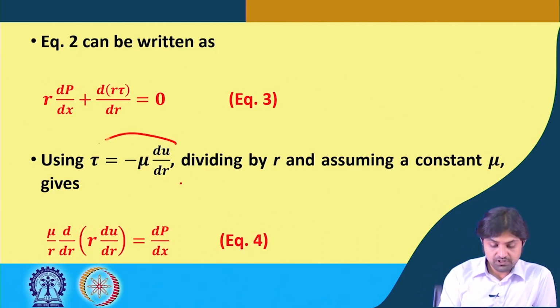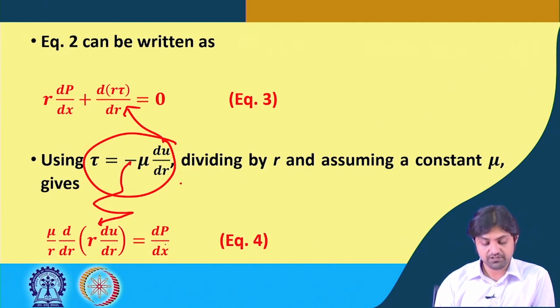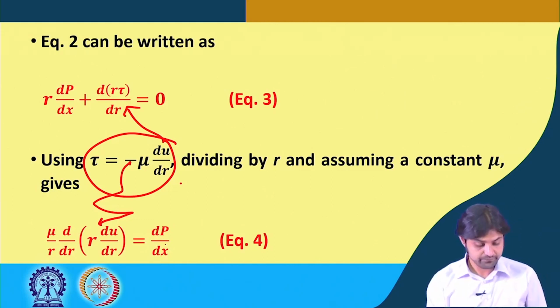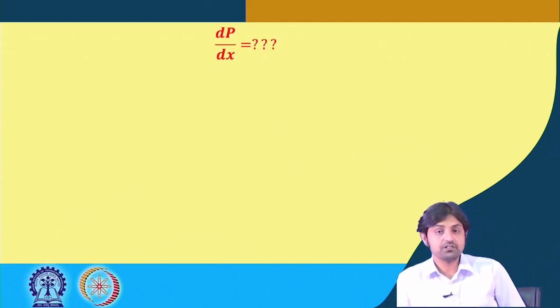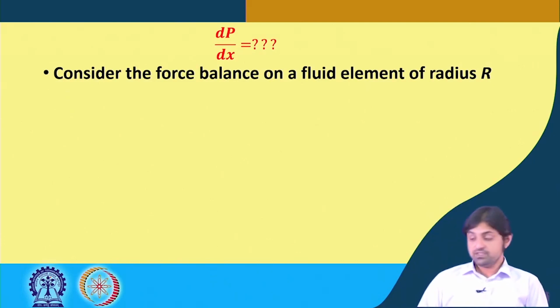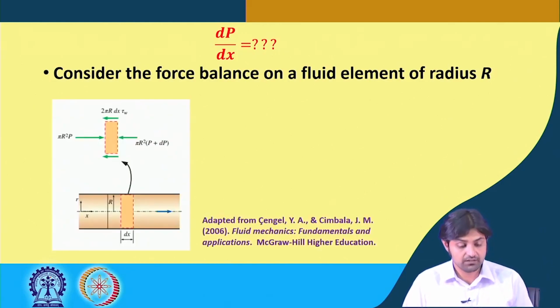So if we use this equation here, then what do we get? We can get mu by r d dr of r du dr is equal to dp dx, because this minus will make it come on this side and this dp dx can be on the right side. All right. So now what is dp dx?